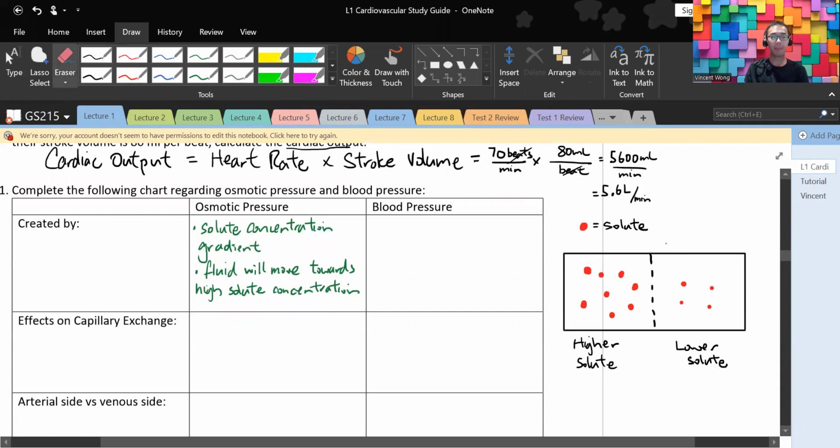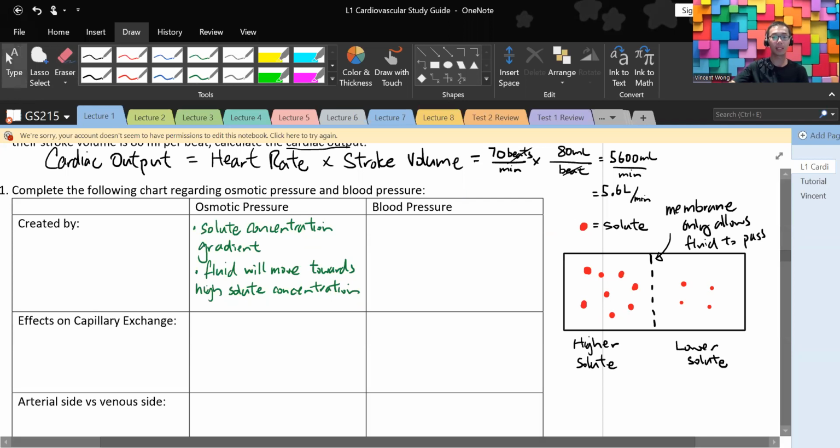Now there is a membrane here, right? The membrane only allows fluid to pass, so only water to pass through. So which way will the fluid go? Will the fluid go to the left or will the fluid go to the right? Fluid go to the left. Go to the left. Okay.